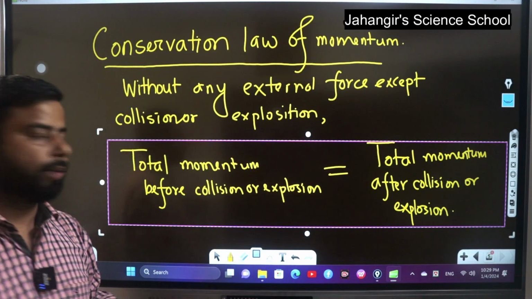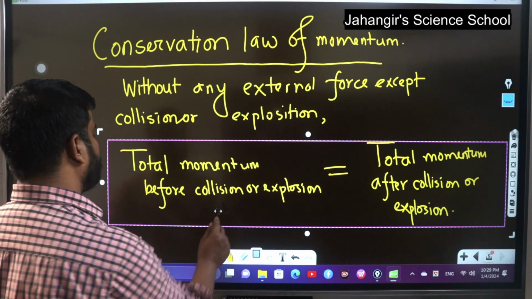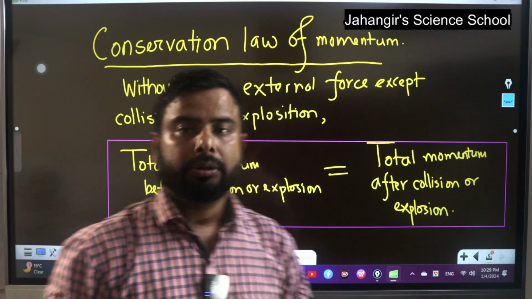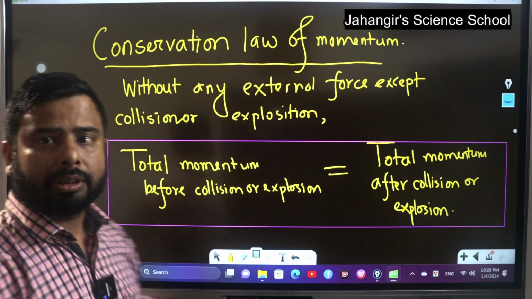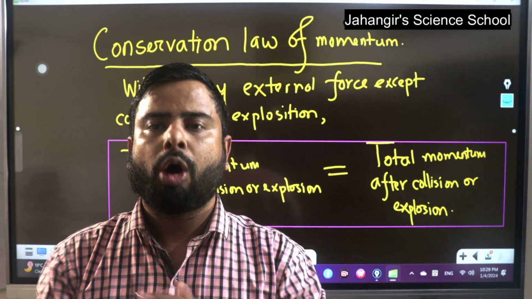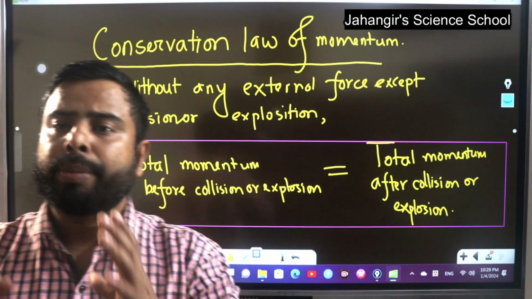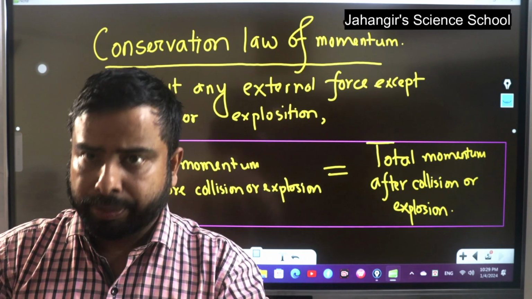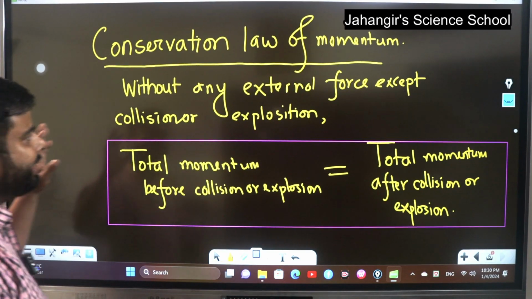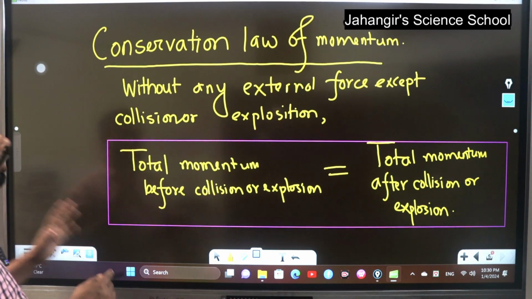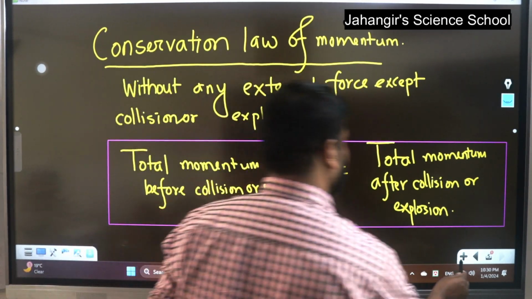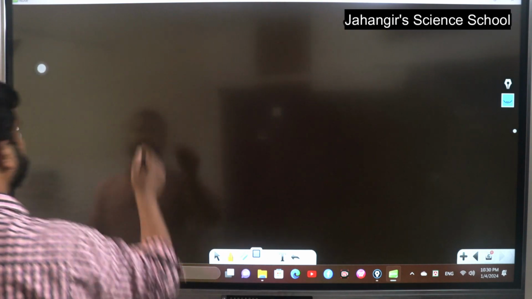So total momentum before collision is equal to total momentum after collision. What is the meaning of this? So when any collision or explosion occurs, remember momentum remains conserved. Conserved means constant, that means remains same. So in any type of collision or explosion, total momentum before is equal to total momentum after.